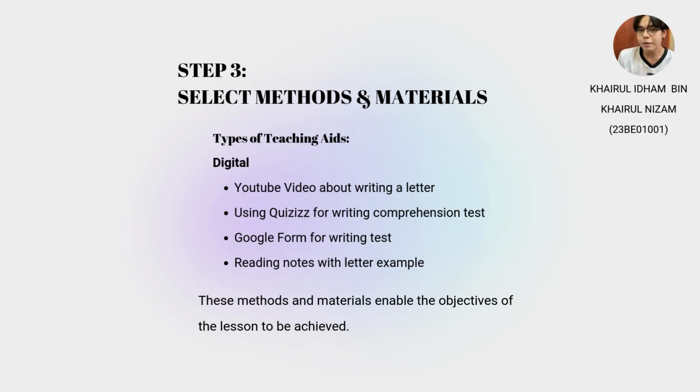So now I will present step 3, which is select methods and materials. For the types of teaching aids, we chose the digital teaching aids for the students to use. For example, the YouTube video about writing a letter, using Quizizz for a writing comprehension test and Google Form for a writing test, and also reading notes with a letter example. So these methods can enable the objectives of the lesson to be achieved for this topic.